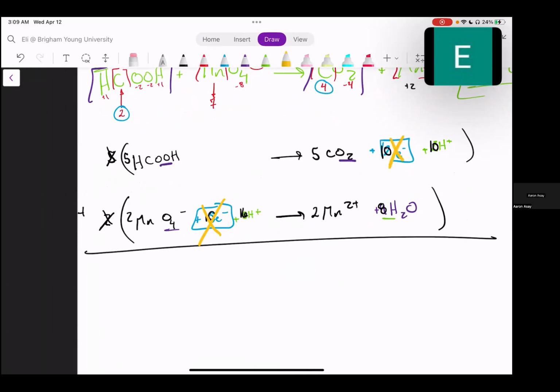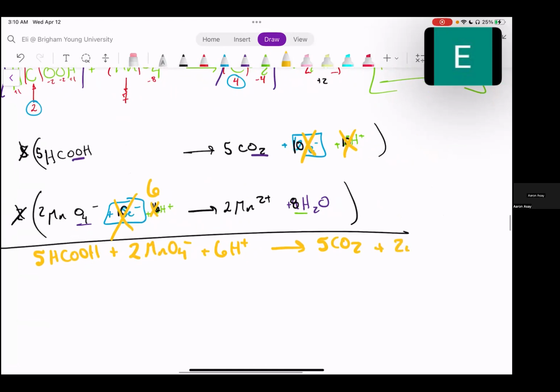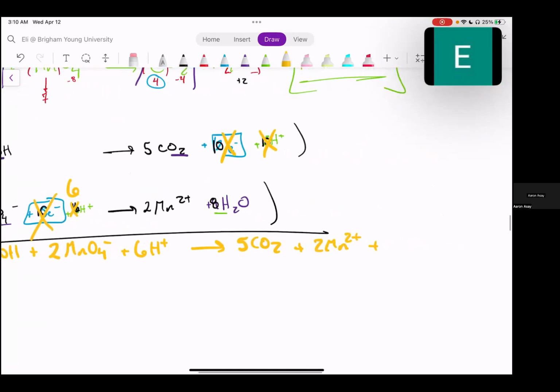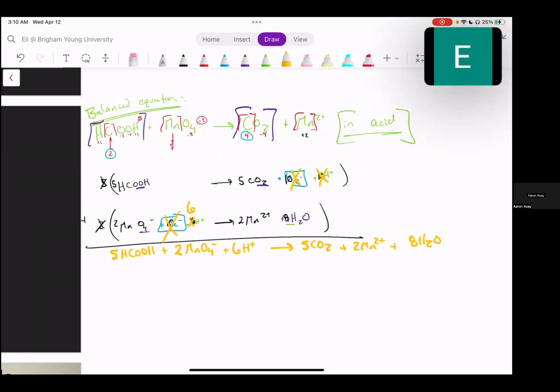I have 16 over here, 10 over here, so I can take out those 10 and turn this into 6 H pluses. Now I'm looking and I don't see anything else. So now I just bring down everything on the left side with their coefficients, remember, plus 6H plus, and everything on the right. And this will give us our balanced reaction. And this is in acidic conditions. So this is our answer here.